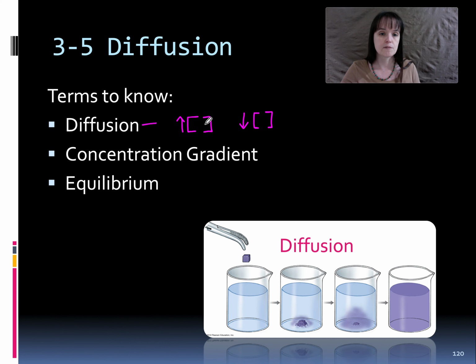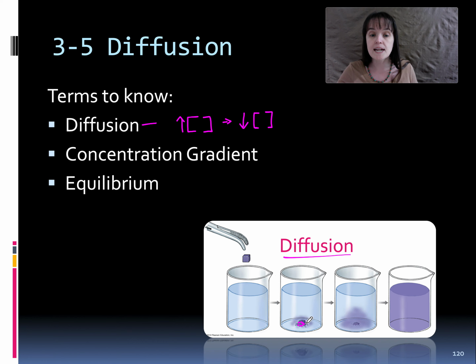So diffusion from an area of high concentration to an area of low concentration. And concentration gradient is the difference between the area of high concentration and the area of low concentration. So here's our picture of diffusion. You've got our purple sugar cube going into the water. So right here we have tons of purple sugar, and out here we have no purple sugar.